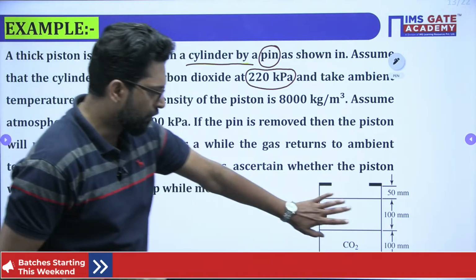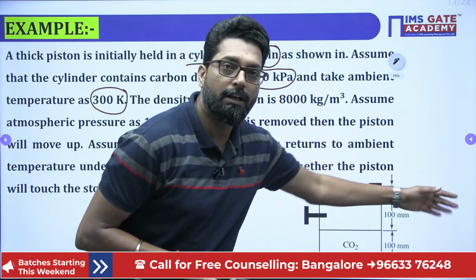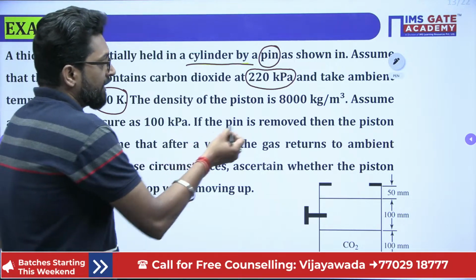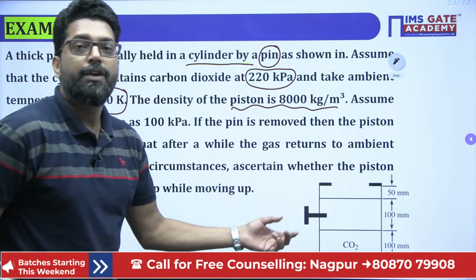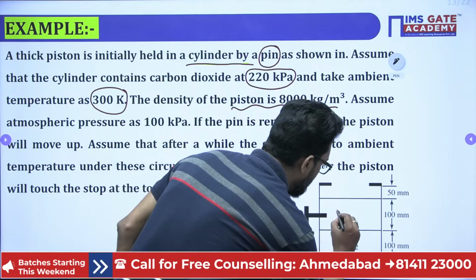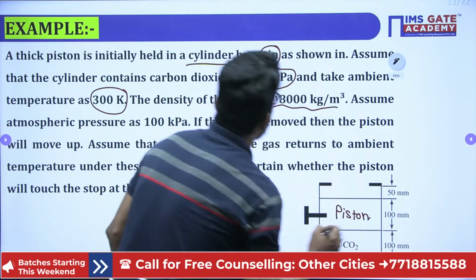That means if this is your system, we take carbon dioxide as the system, and outside is the surrounding. That surrounding property is given as 300 Kelvin. See, the density of the piston is given. Why is the density of the piston given? Because we indirectly calculate the mass of the piston. This is your piston.